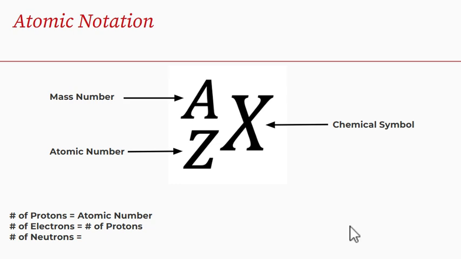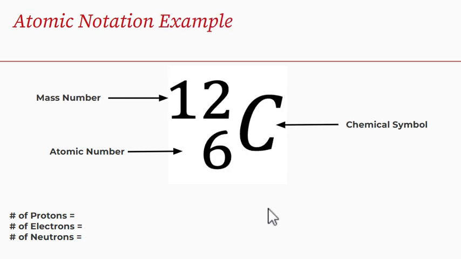And then the number of neutrons is equal to the mass number minus the number of protons, or the atomic number. Because as we just talked about before, the mass of an atom is made up of its neutrons and its protons, because electrons are so small. So if we know the number of protons and we know the mass of the atom, then we can find out the number of neutrons. It's just a simple subtraction.